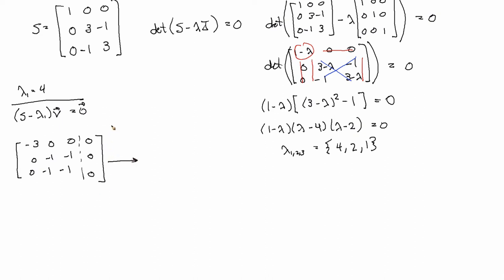So I'm going to do 2 row operations at once. I'm going to do minus 1/3 times row 1. And I'm also going to do minus row 2 plus row 3. And that gives us 1, 0, 0.